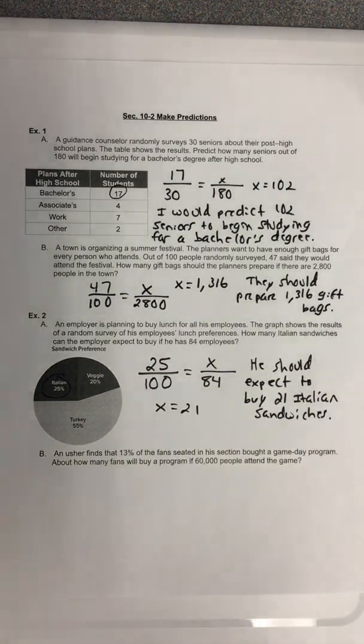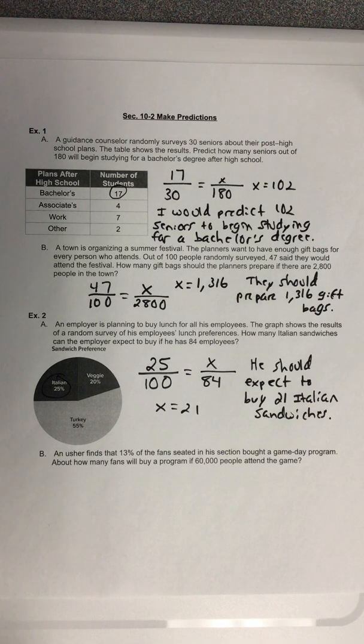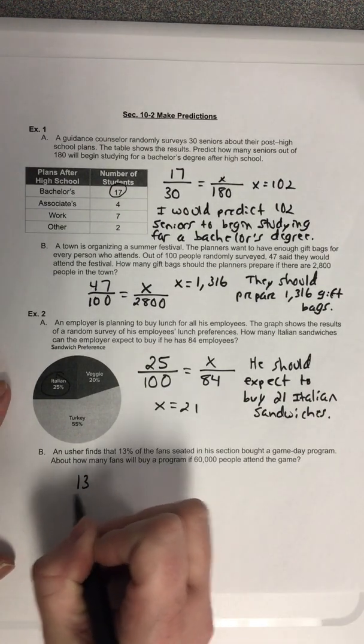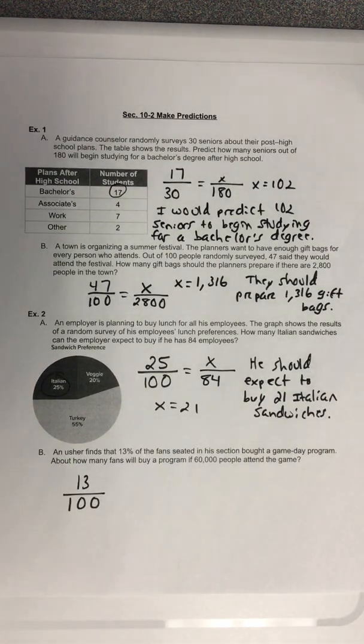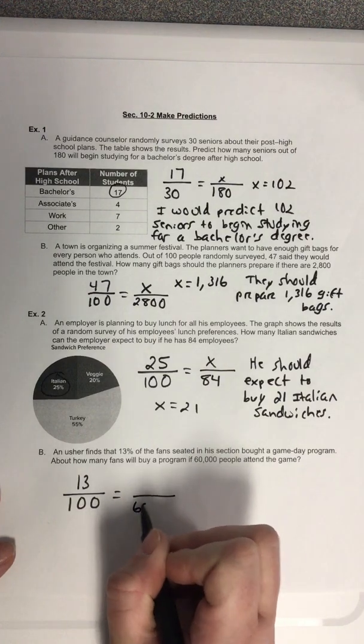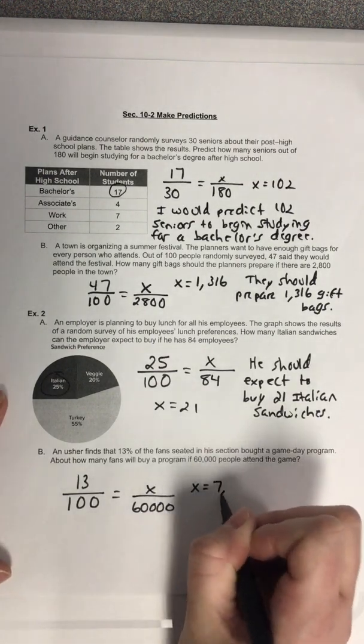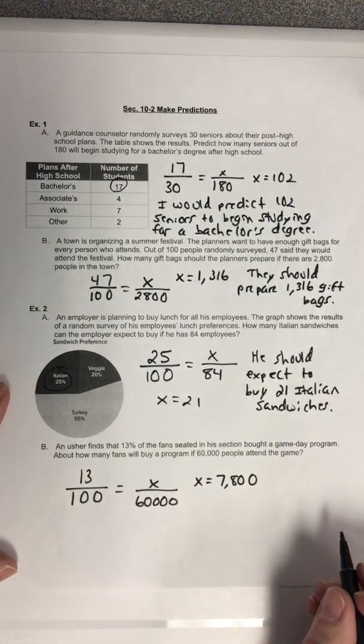Okay, B, an usher finds that 13% of the fans seated in his section bought a game day program. About how many fans will buy a program if 60,000 people attend the game? So again, I'm given that percentage of the people who bought this game day program. So 13% is 13 over 100. And he wants to know about how many fans will buy a program if 60,000 people attend the game. So 60,000, that's the whole. Set up my proportion, solve it. So 13 times 60,000 divided by 100. I get 7,800.